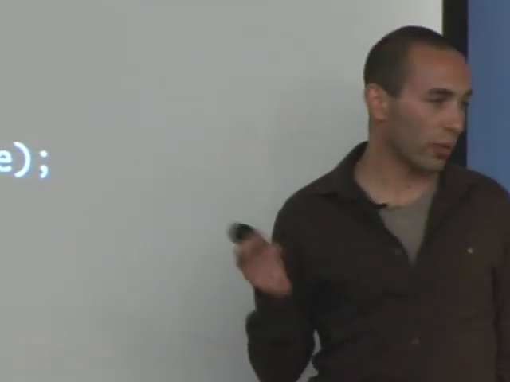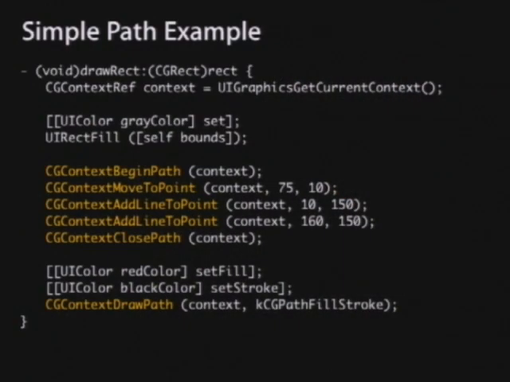Quick little path example here. We're going to set the color of the context to gray, and we fill the background. Then we say CG context begin path. Okay, so we're starting a new drawing path. We say move to point, context 75, 10. We say add line to point, so it goes to 10, 150. And we say add line to point 160, 150. And then we say close path. And then we draw, right? So first we say set fill, then we stroke, and then we say draw.